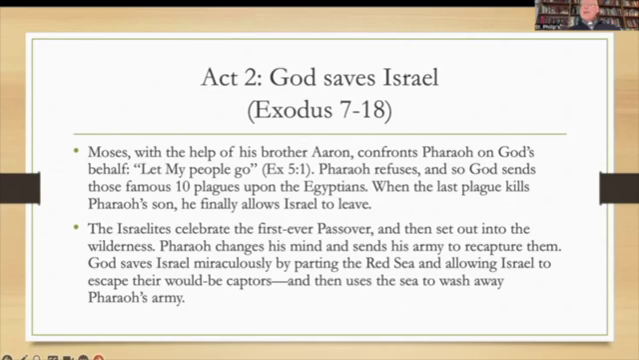The Israelites celebrate the first ever Passover, as the angel of death passes over them, and then they set out into the wilderness. Pharaoh quickly changes his mind, sends the army to recapture them. God saves Israel miraculously by parting the Red Sea, or the Sea of Reeds, as we saw in our prior class, and allowing Israel to escape their would-be captors, and then uses the sea to wash away Pharaoh's army.